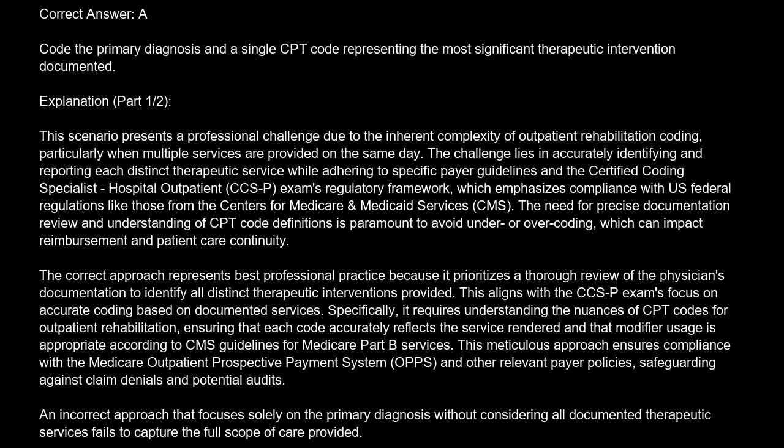The correct approach represents best professional practice because it prioritizes a thorough review of the physician's documentation to identify all distinct therapeutic interventions provided. This aligns with the CCSB exam's focus on accurate coding based on documented services. Specifically, it requires understanding the nuances of CPT codes for outpatient rehabilitation, ensuring that each code accurately reflects the service rendered, and that modifier usage is appropriate according to CMS guidelines for Medicare Part B services. This meticulous approach ensures compliance with the Medicare Outpatient Prospective Payment System, OPPS, and other relevant payer policies, safeguarding against claim denials and potential audits.